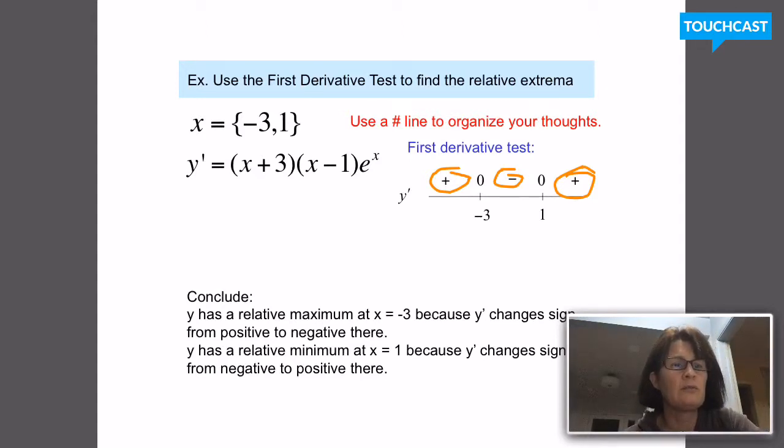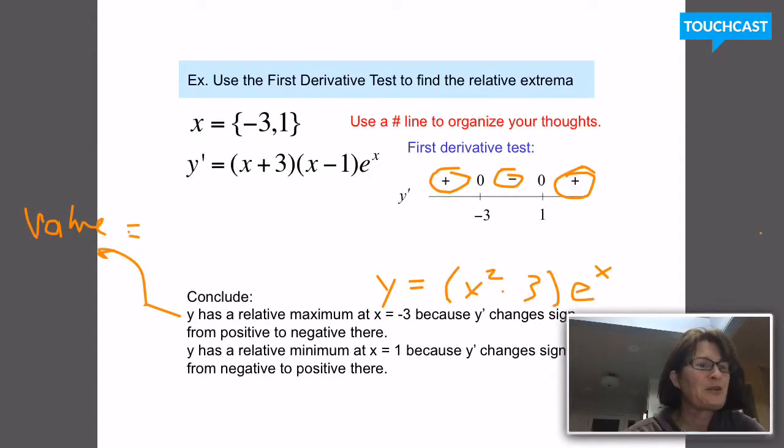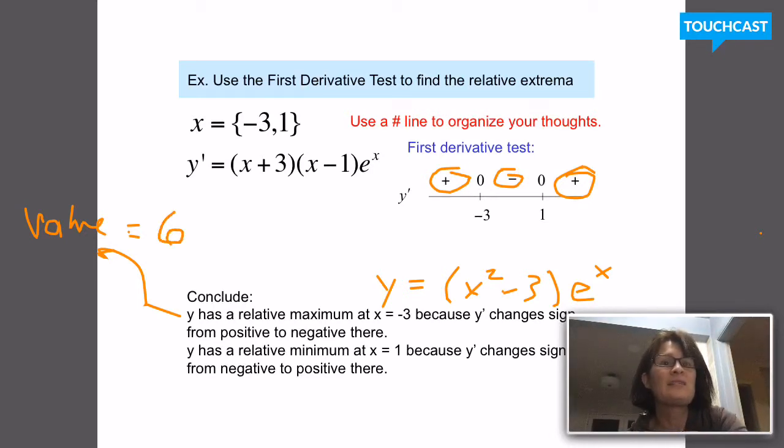And I would also want to be certain that I said that the value of that relative maximum is y equals, I'm going to plug -3 into the original function. Okay, I had to go look up my function. So I would say that y has a relative maximum at x equals -3. To find that value, I'm going to have to plug -3 into the original function. So that's 9 minus 3 is 6 times e to the -3. So that value is going to be 6 e to the -3.